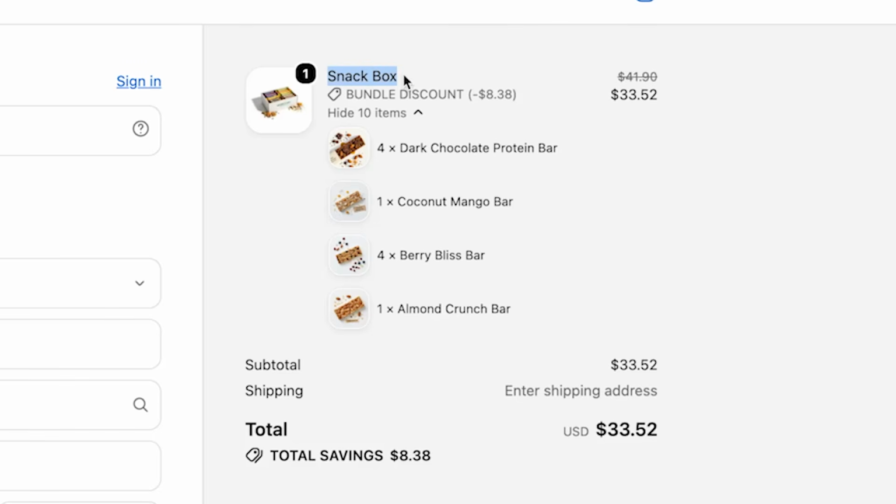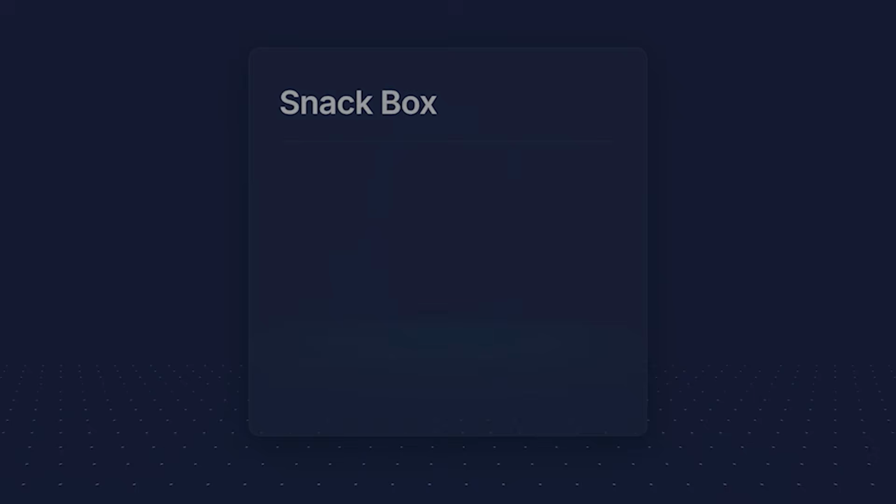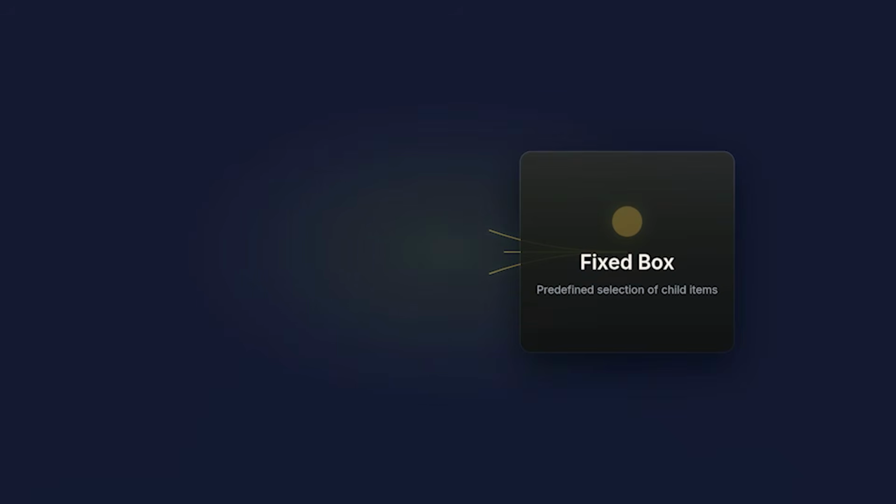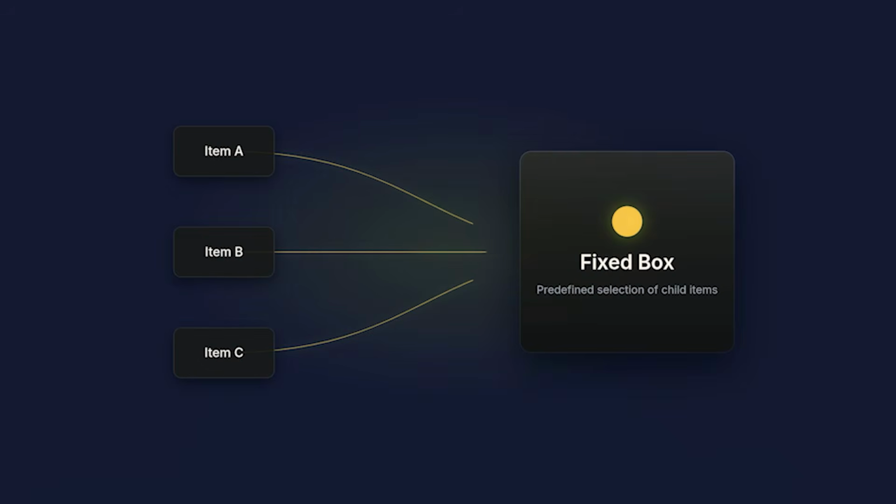How do Shopify developers actually need to approach bundles in Shopify? Bundles are products that contain a subset of children products. For example, we have 5 different snacks, and then we want to offer a box that contains snacks with or without a discount. So what you simply could do is just sell a fixed box, right? For example, a snack box where all the items in the snack box are predefined.